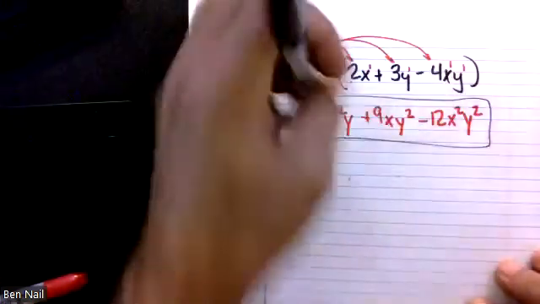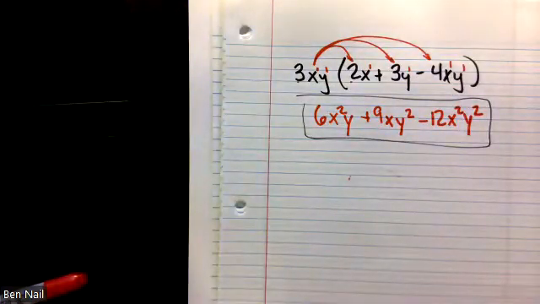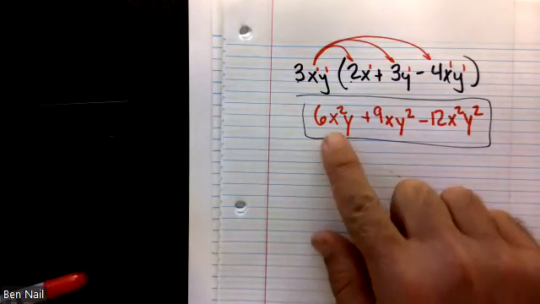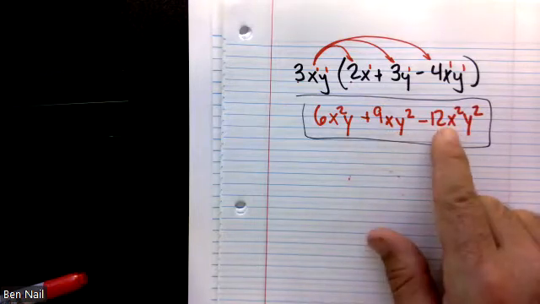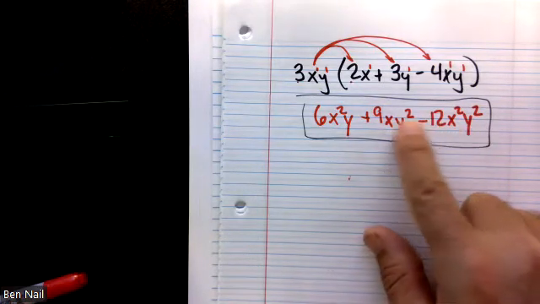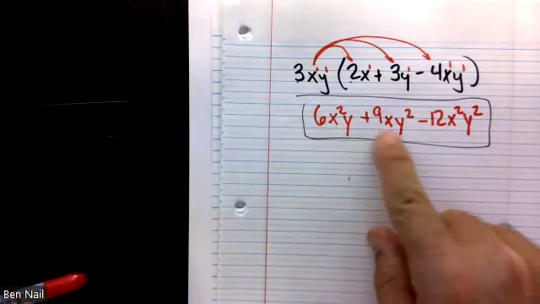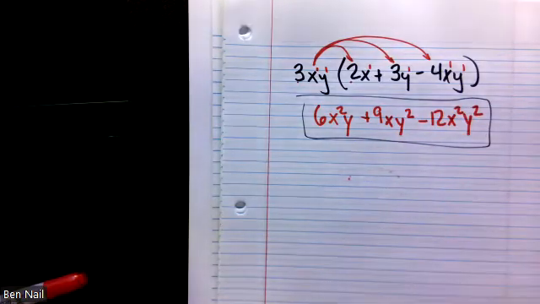And again, it looks like and it feels like I should be able to do something to put those things together, but they're not the same. This has just an x to the second and a y. This has an x and a y to the second. This has an x to the second and a y to the second. So none of those have the same variable exponent combination. They look like they should, but they don't. Can't put those together. Those stay separate.